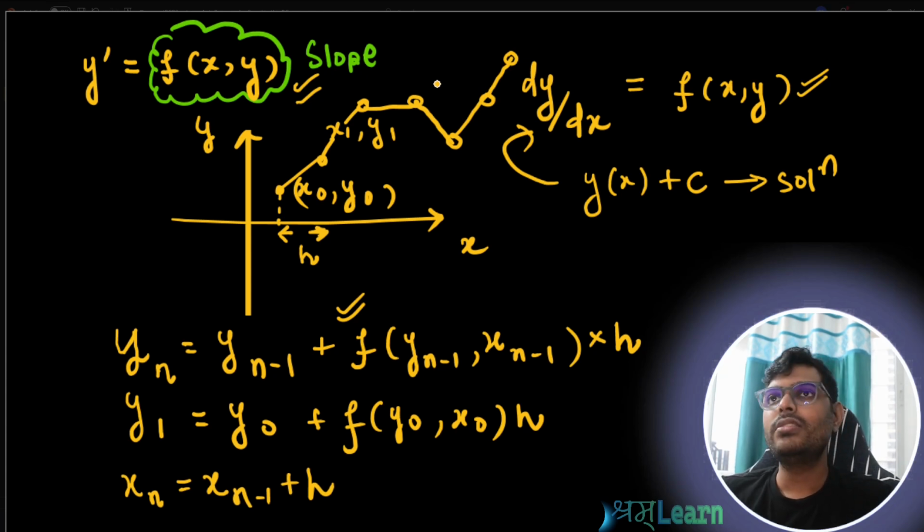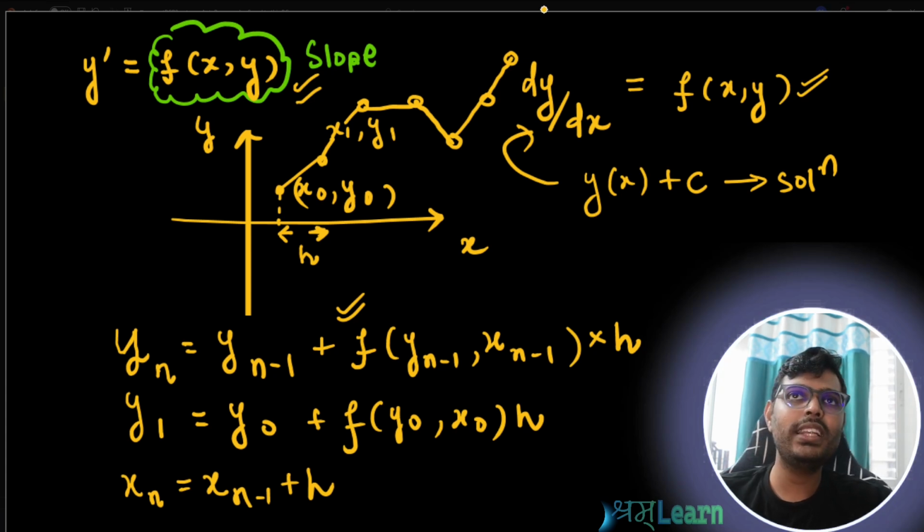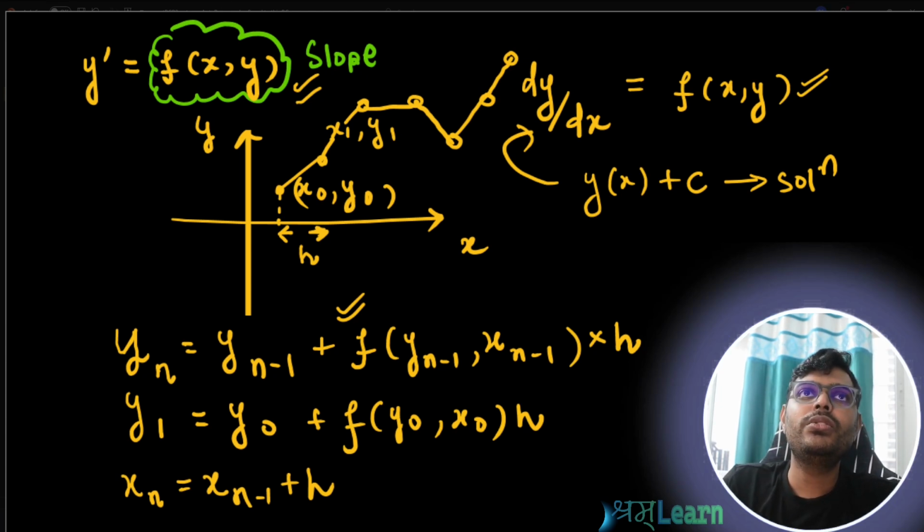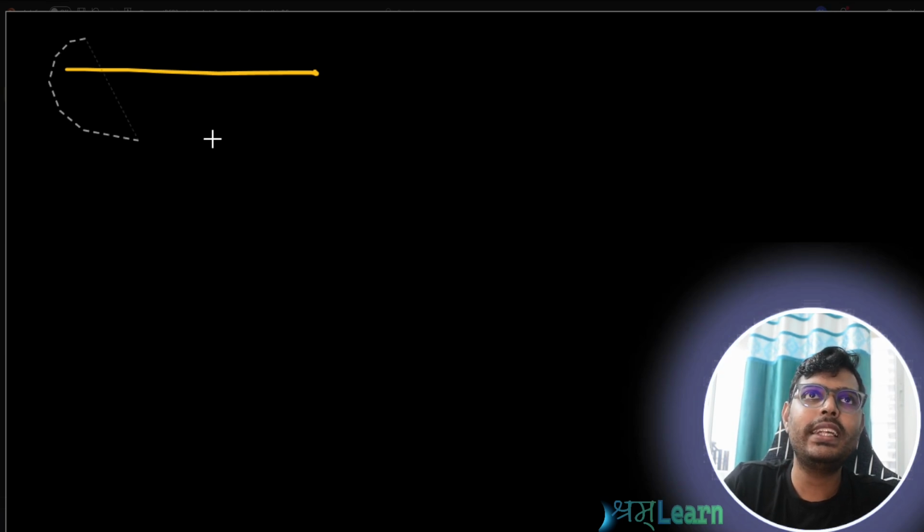Okay, so that's pretty much it. This is also known as, if we plot f of x comma y for all x comma y, we will get something called a direction field that I want to show. So yes, direction fields are important to understand.